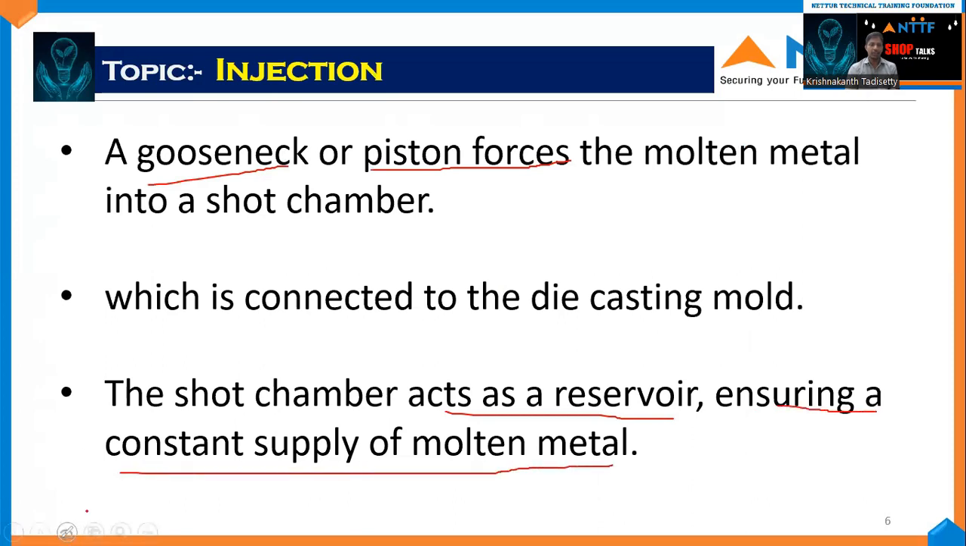Let us know briefly. That means it acts as a reservoir, meaning in the crucible there will be molten material and the gooseneck or the piston makes the material flow into the mold with the help of the piston. The force will be acting on the piston. So that is why this is also called a reservoir.